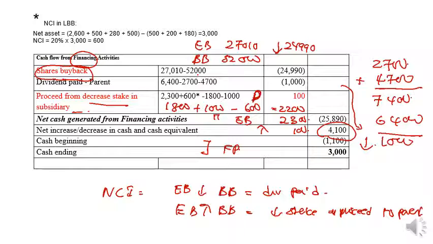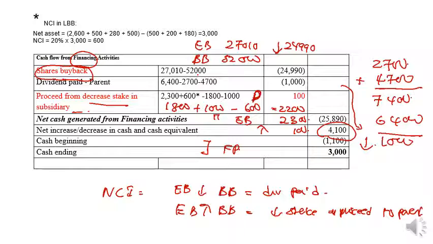Okay, and then we're going to have the dividend paid to parent. For the dividend paid to parent, we're going to look at the RE. The RE, you have 2.7, that one is the beginning balance. And then plus profit for the year, profit to the parent 4.7. So altogether you're going to have 7,400. And then compare with the ending balance here. The ending balance you have is 6,400, so there is a reduction of 1,000 here. The 1,000 here is considered as a dividend paid.